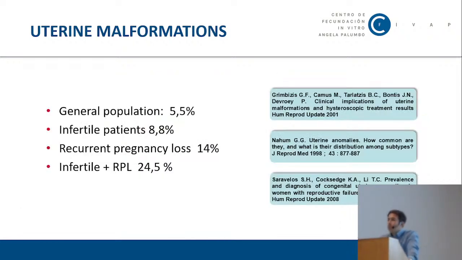The incidence of uterine malformation in the general population is around 6%. In infertile patients it is higher, 9%. In recurrent pregnancy loss it is higher, 40%, and the highest incidence is in patients who are infertile and have recurrent pregnancy loss, with almost 25% incidence of uterine malformations.